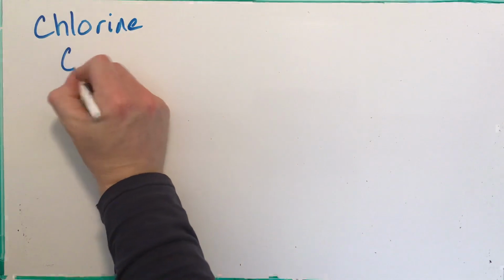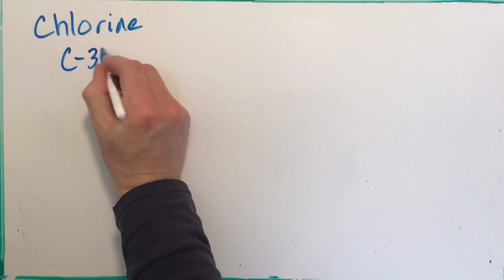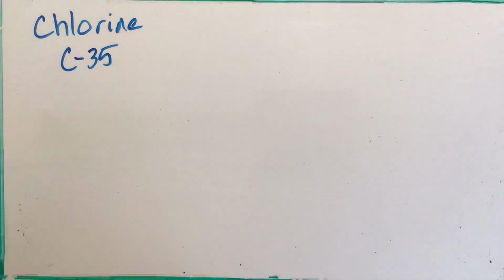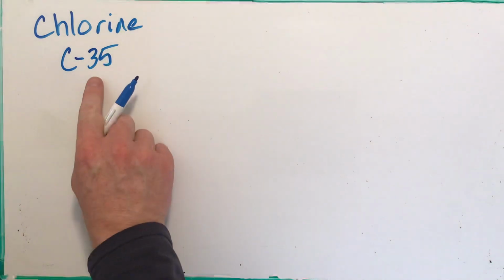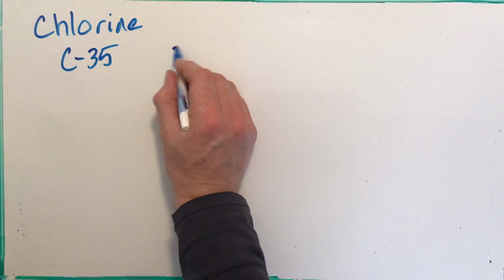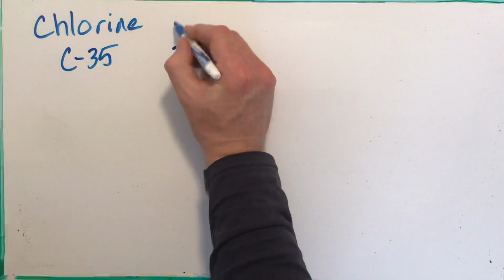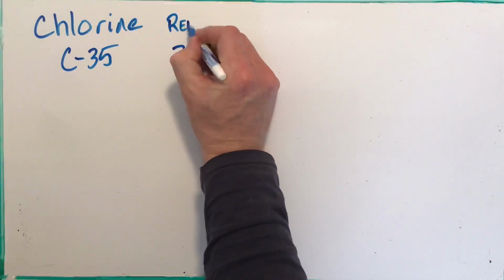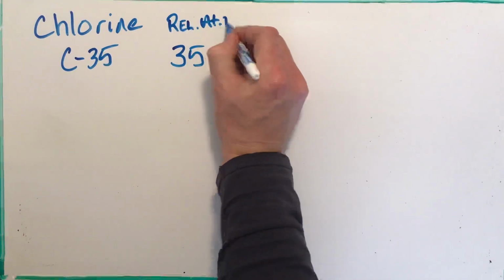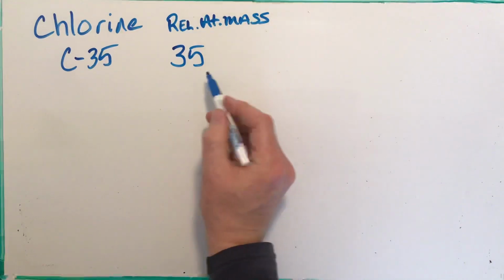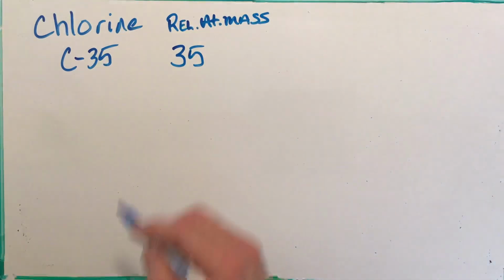So a sample of chlorine was found. They ran it through a mass spectrometer, a machine we'll talk about in a later lecture. And here's the data they got. One form of chlorine is chlorine 35. All right? So the relative atomic mass is 35. Relative atomic mass. That was one of the two things we had to be given. So 35.